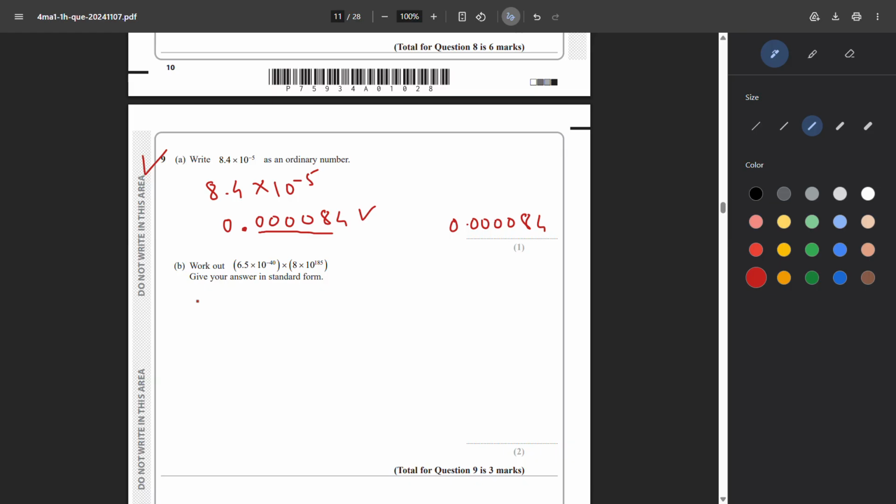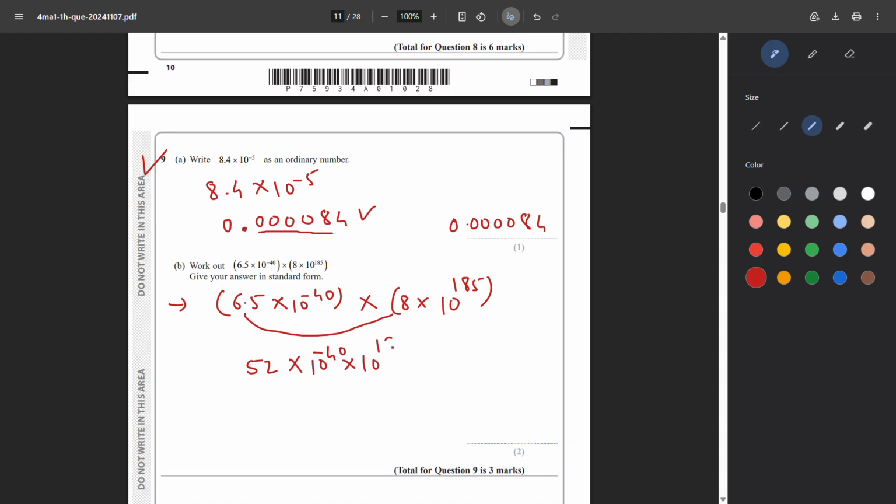Now in question number B, you have to multiply two standard forms. So first I'm writing these two numbers. The first one is 6.5 into 10 to the power minus 40 times 8 into 10 to the power 185. Initially you have to multiply 6.5 and 8 first. If I multiply 6.5 and 8, we will get 52. So 52 into 10 to the power minus 40 into 10 to the power 185. Keep it as it is.